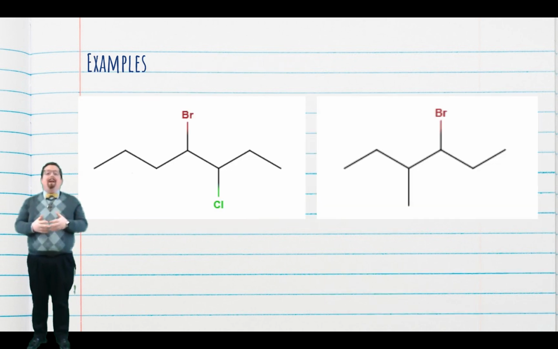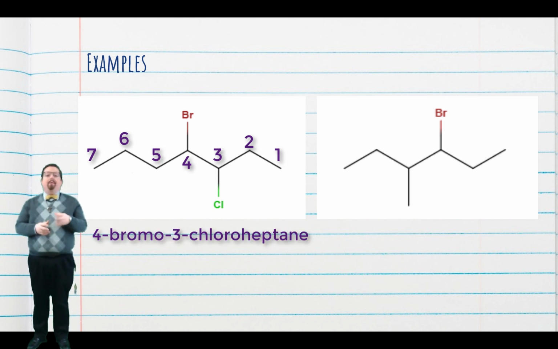First, locate the parent chain and substituent groups. Number the parent chain starting with the carbon closest to a substituent group. Then write out the name. Remember to list your substituents in alphabetical order. What do you get for the first example? I got 4-bromo-3-chloroheptane.